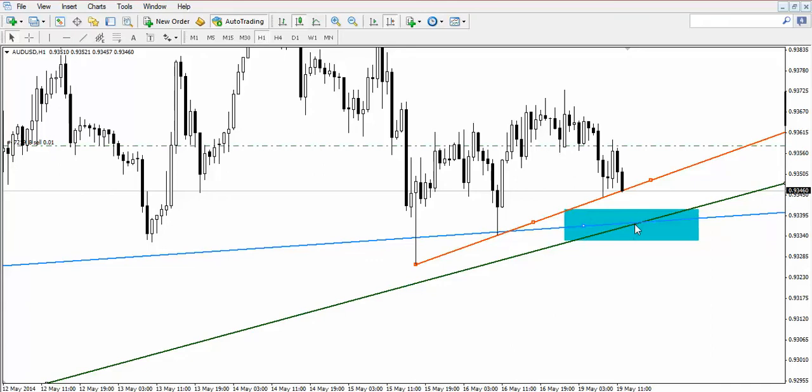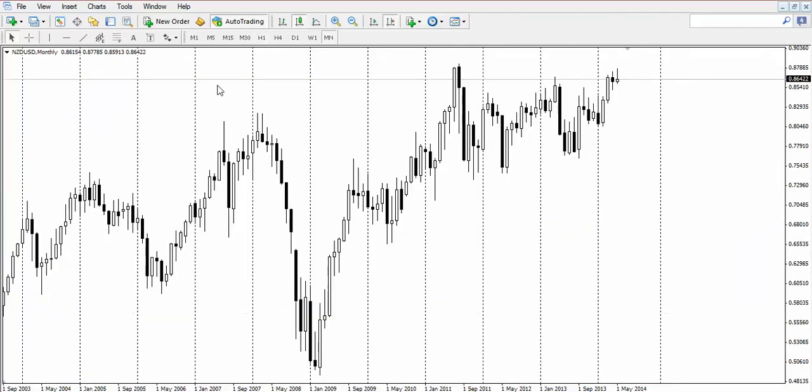and preempt a move through the daily and the 4 hour, with the hope that by the time it reaches these levels I can be at break even. So I'm going to keep my eye on this over the next 10-15 minutes and see what happens. That's the Aussie. Moving on to the Kiwi.